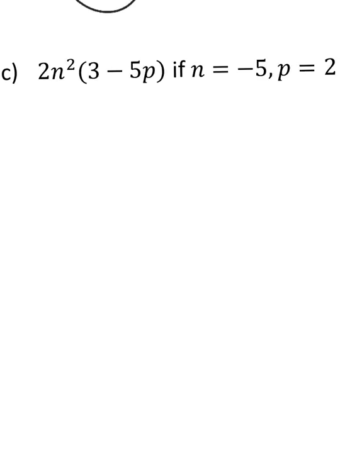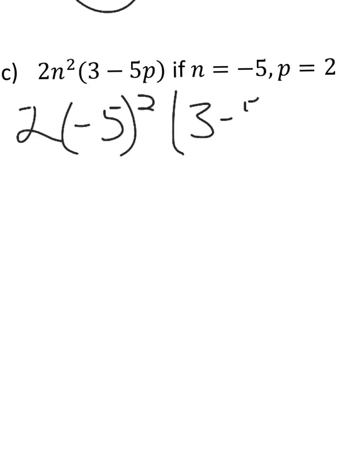So showing my work down the page, I see 2 times n squared. So again, I'm going to use parentheses, and this time it is -5. Close the parentheses, squared. I see a grouping symbol now of parentheses. Inside is 3 minus 5 times p. But again, I don't want to use p. I want to use the value that p is. Again, closing all the parentheses. Now that we have substituted in any algebraic variables, we can now go ahead and follow PEMDAS.